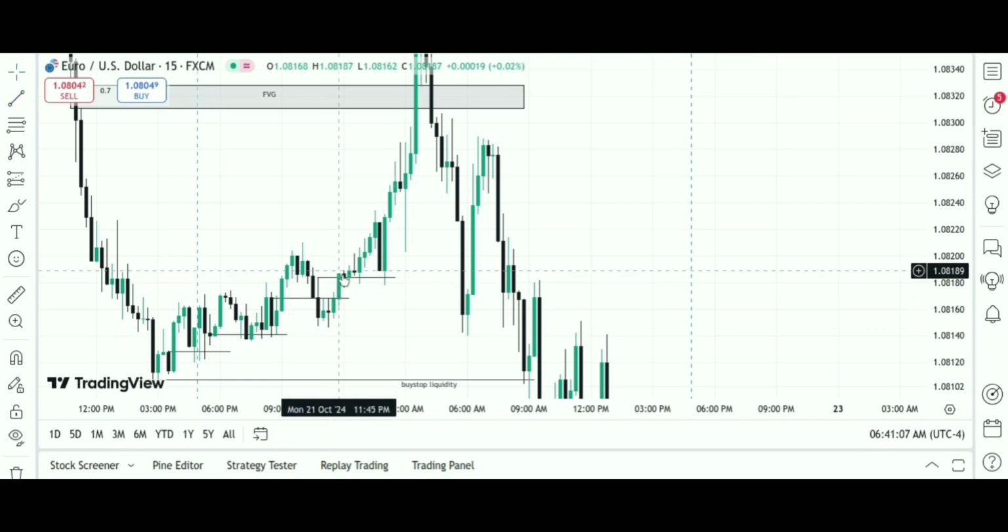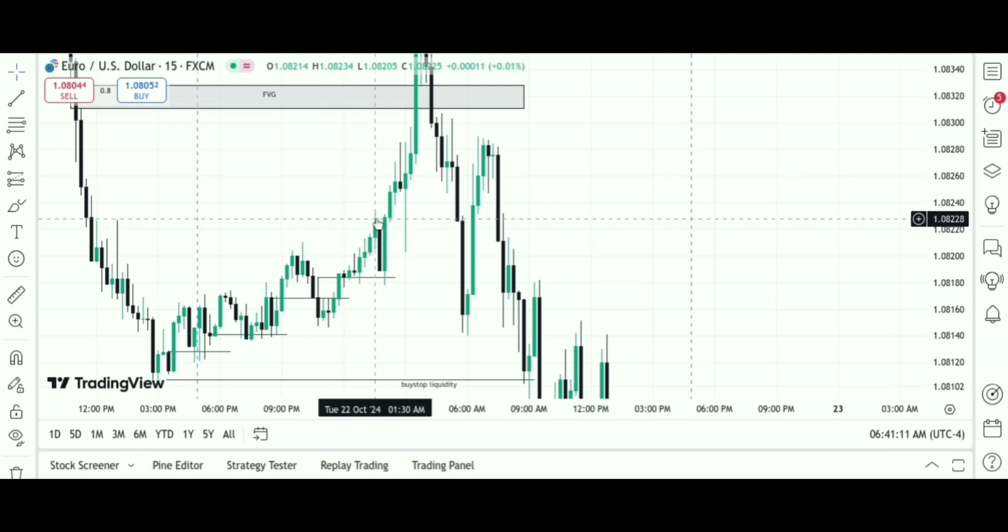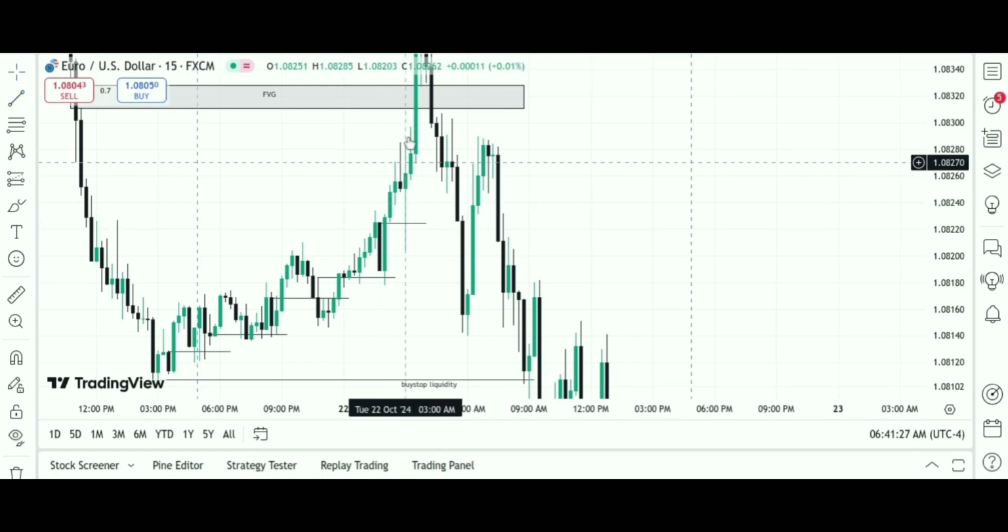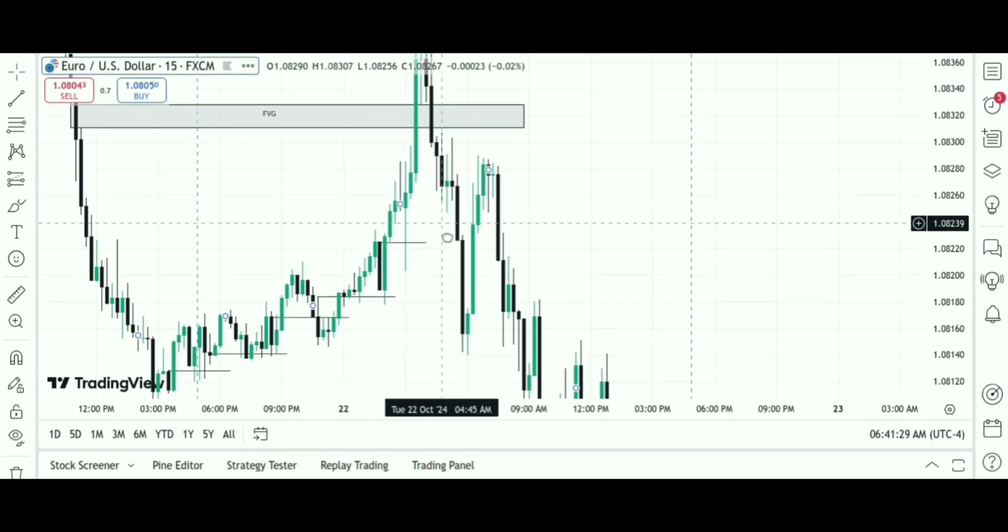So you can see the market was consolidating over here, and before it moved up, it retraces back to this same level to collect orders and move to the upside. So this is the last down close candle before this bullish move here. You see, the market retraced back to this level before the movement to the upside.